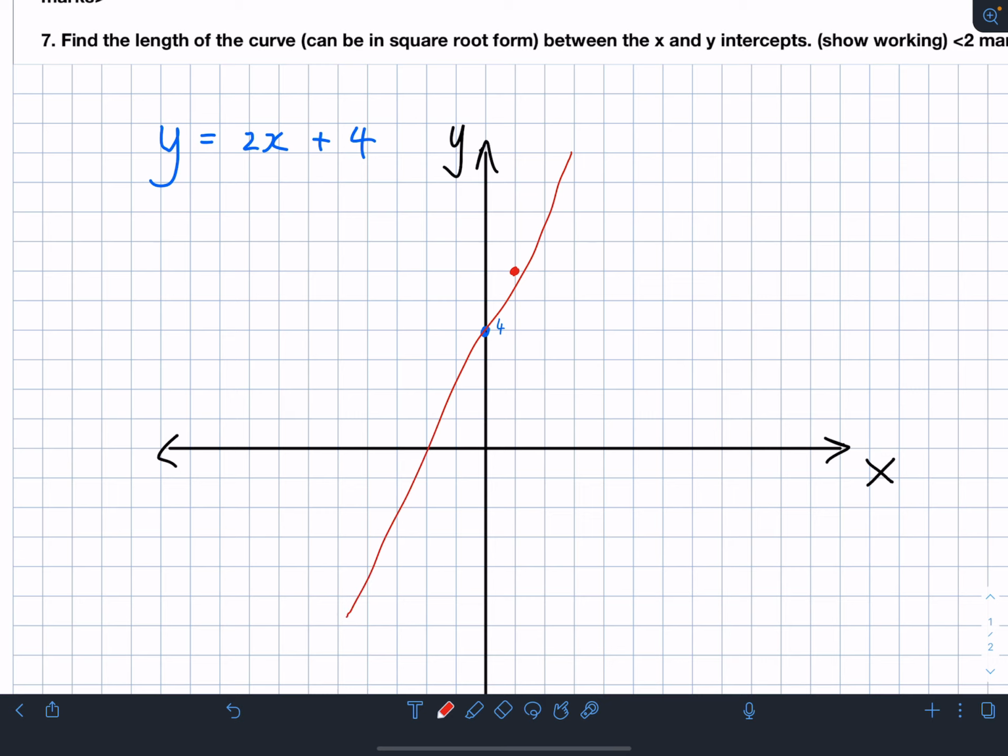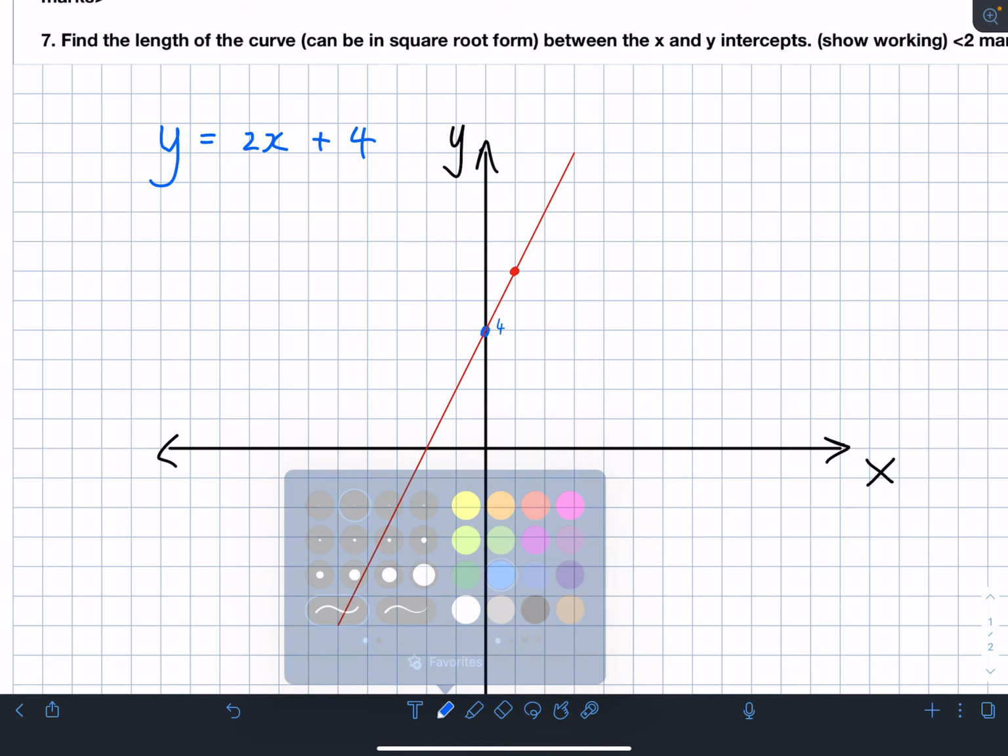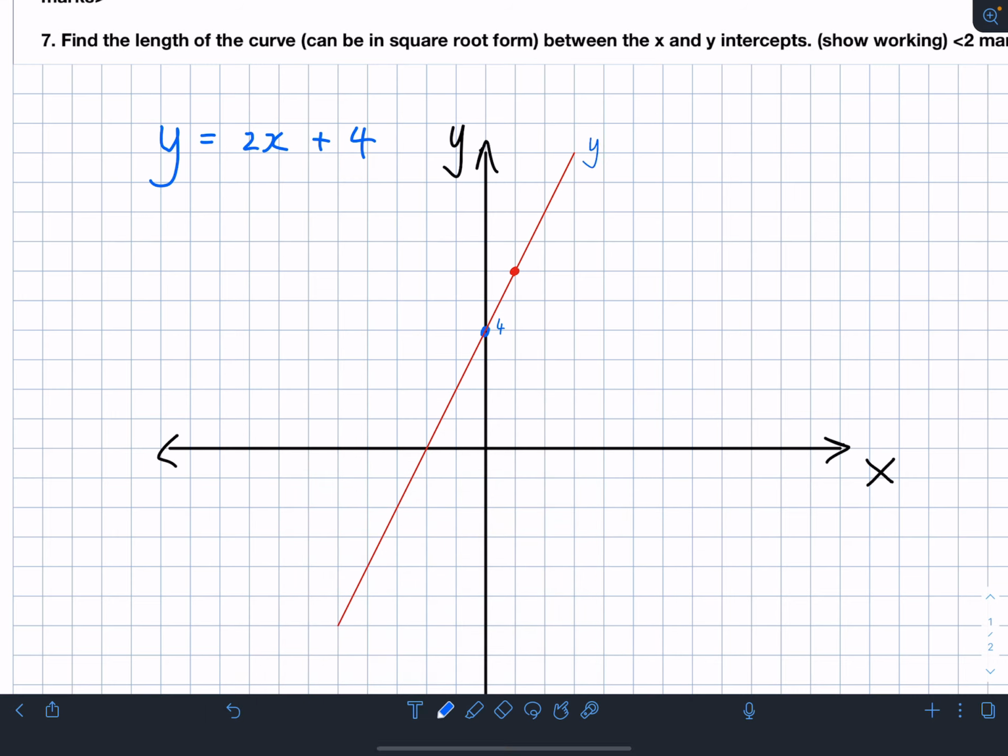And so we join these dots up. And now we've got a curve. It's a straight line, but it's called a curve. Okay, it's a straight line curve. And so we've got our equation labelled here on the curve as y equals 2x plus 4. So that's our first step, is sketch it through the y-intercept.